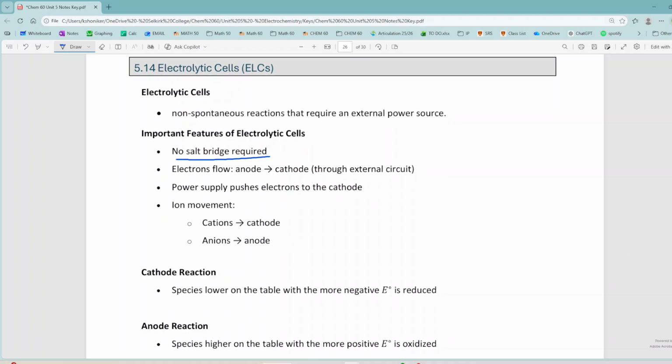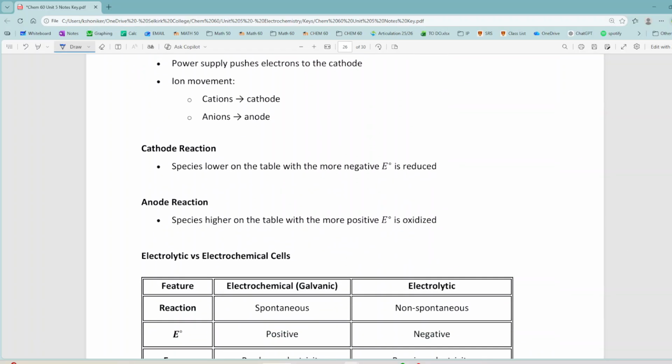The cathode reaction is still your reduction, but now it's going to be the species that's lower on the table, that has the more negative cell potential. That's the one that's going to be reduced. Whereas your anode is still your site of oxidation, but now it's going to be the species that's higher on the table with the more positive E, which you then reverse so it's negative as well, so that your overall E value is negative.